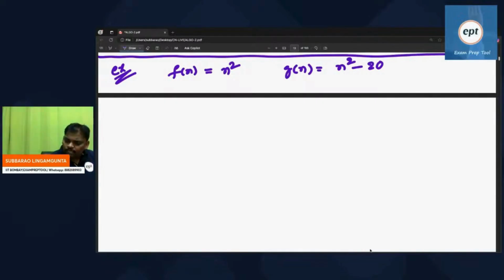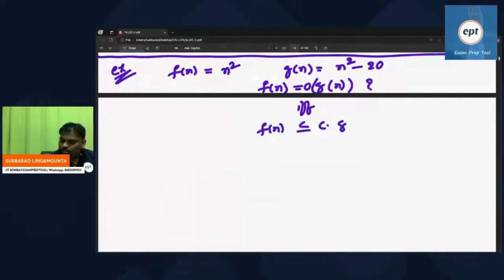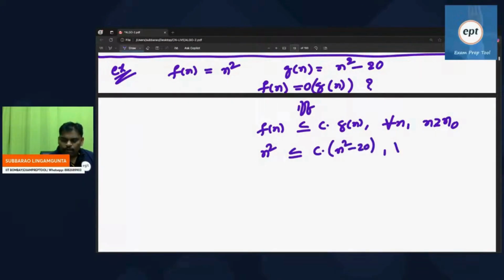Now, can I say this? Let's check. If and only if, can I do this or not? Let's check. F of n is less than or equal to some c into g of n for all n where n is greater than or equal to n0. Where f of n is n square, less than or equal to some c times g of n, which is n square minus 20, for all n where n is greater than or equal to n0.